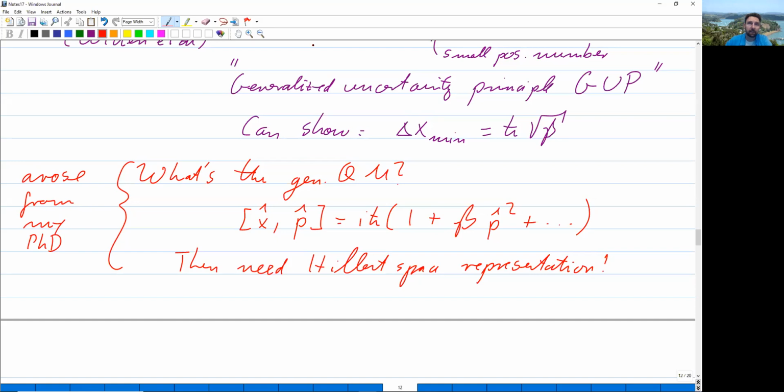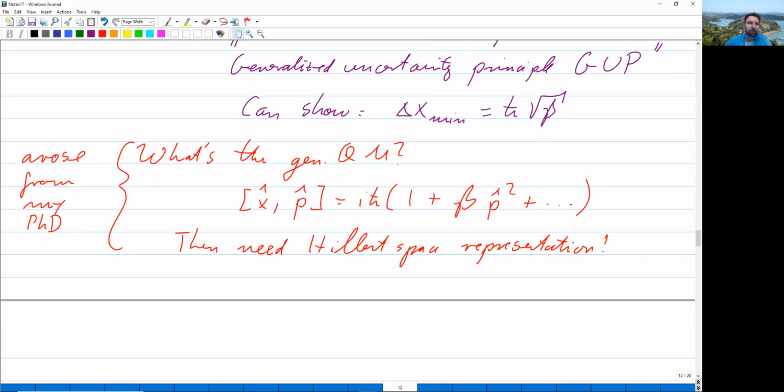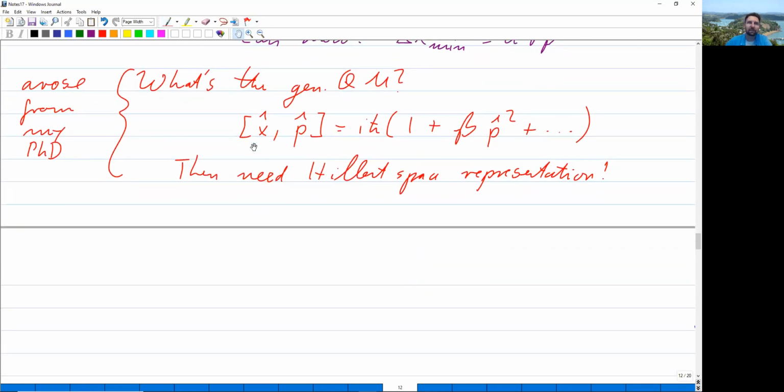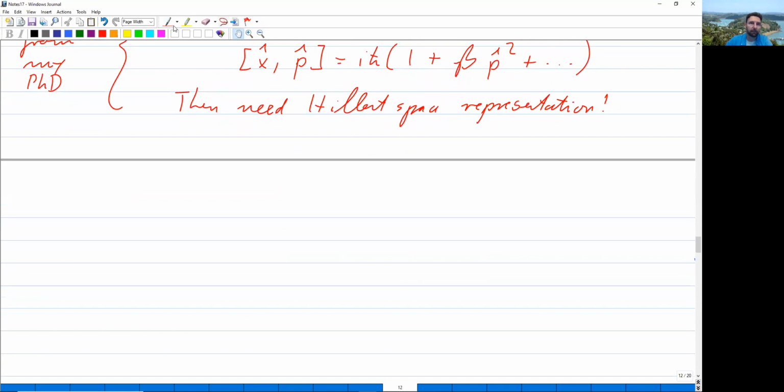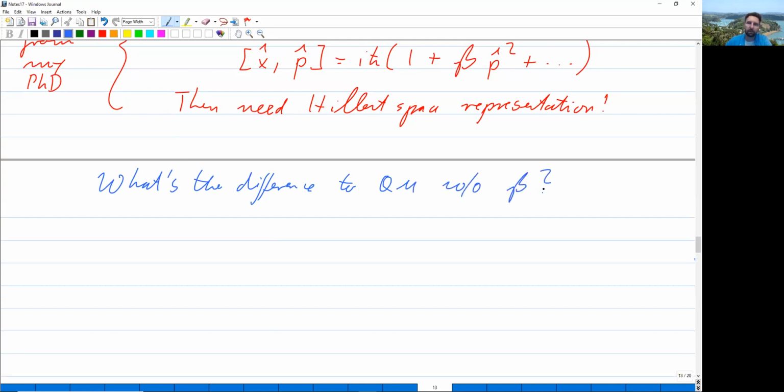Okay, so then what difference does it make? Remember, we spent a few hours on representation theory. And so now I can tell you, you will find it easy to understand what is going on here. What's the difference? Difference to QM without beta?